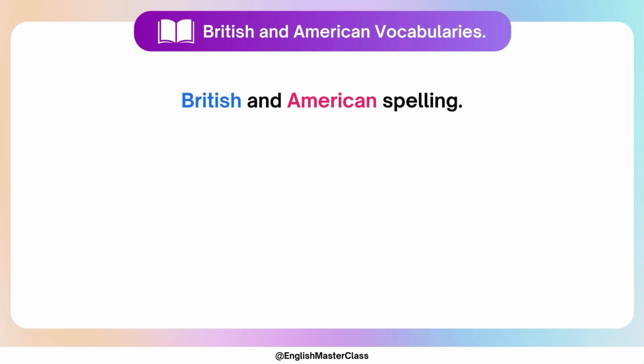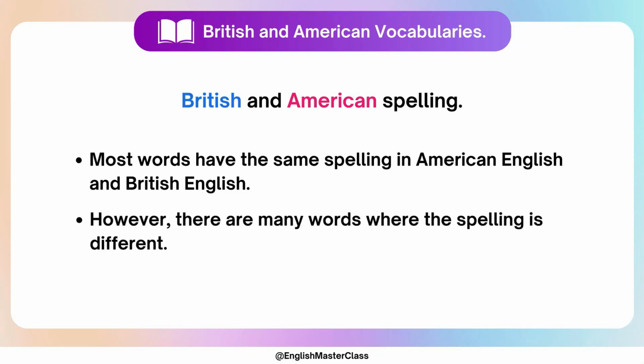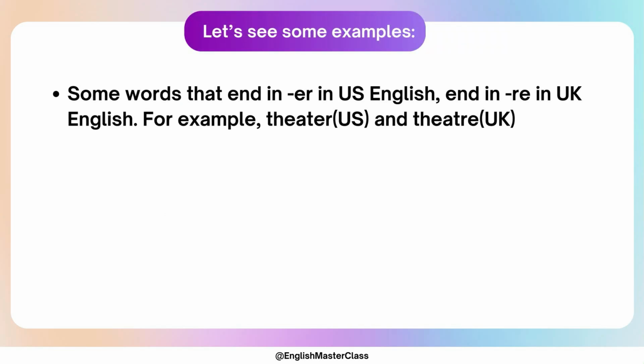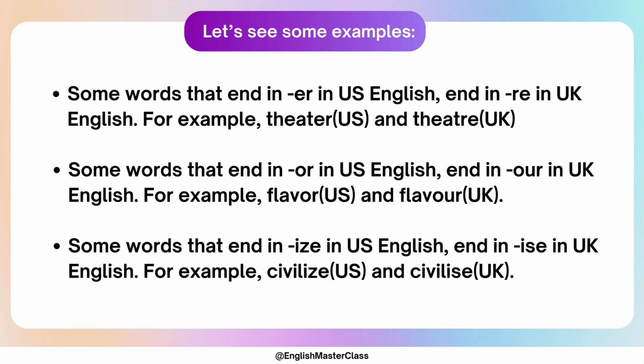British and American spelling. Most words have the same spelling in American English and British English. However, there are many words where the spelling is different. Let's see some examples. Some words that end in ER in US English and in RE in UK English. For example, theater, theatre. Some words that end in OR in US English and in OUR in UK English. For example, flavor, flavour. Some words that end in IZE in US English and in ISE in UK English. For example, civilize, civilise.